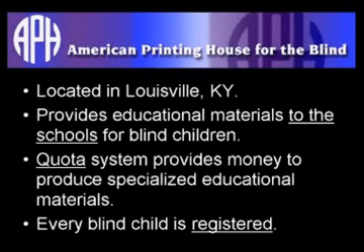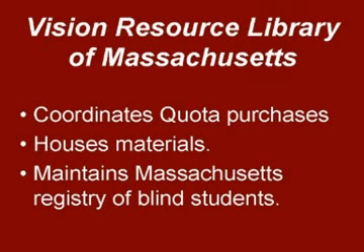Quota money here in Massachusetts is spent through the Vision Resource Library, where the materials will be housed and itinerant teachers may sign items out from. Each state has their own resource library for materials purchased under quota. If you are not teaching in Massachusetts, you will need to know where your state resource library is to contact for these materials.